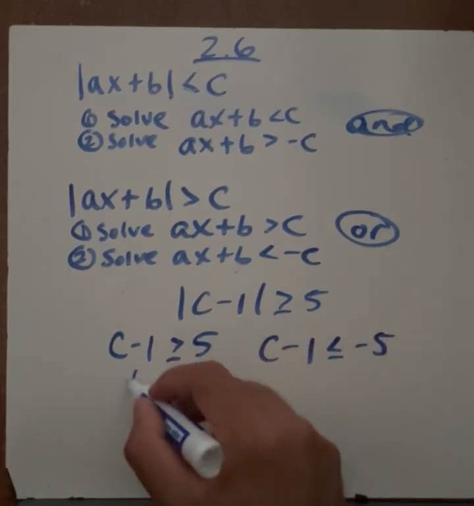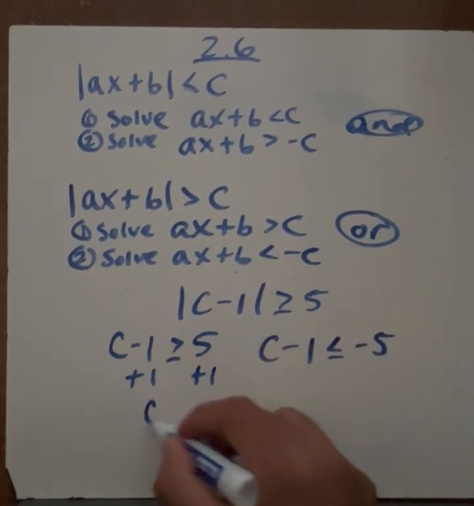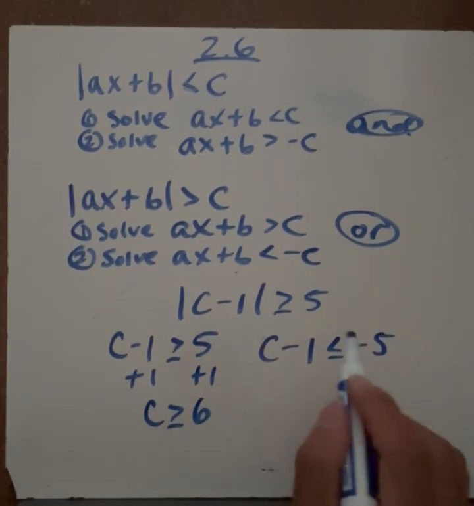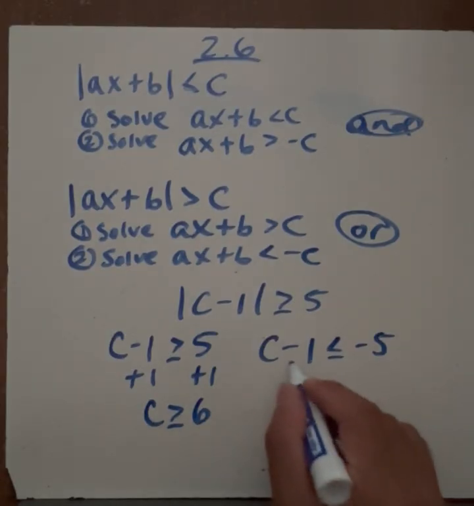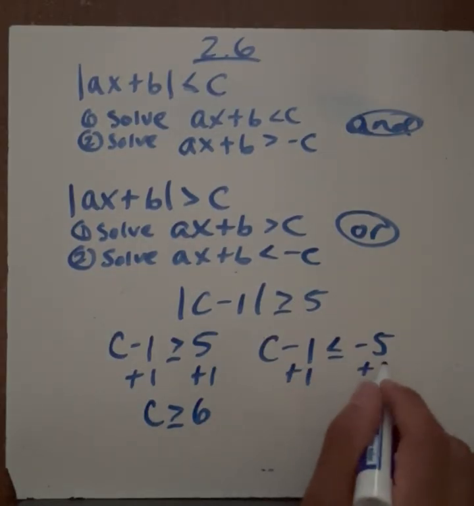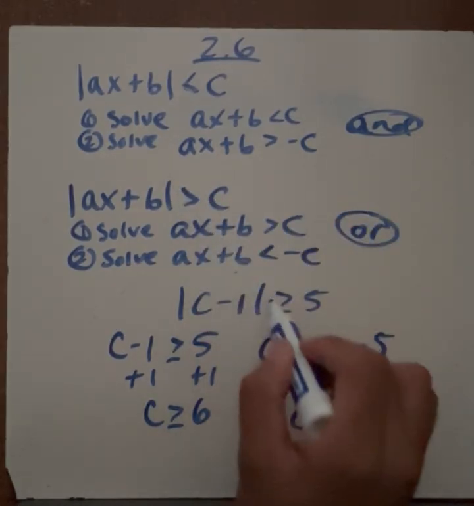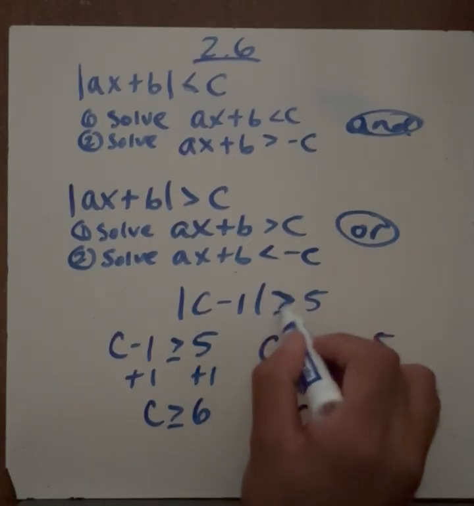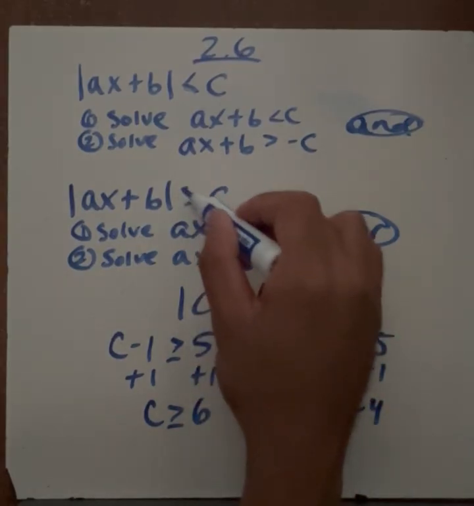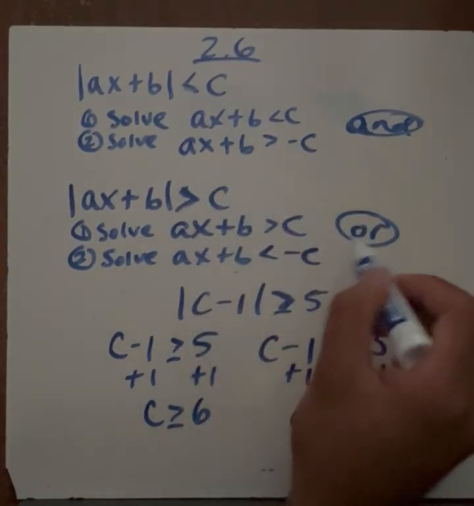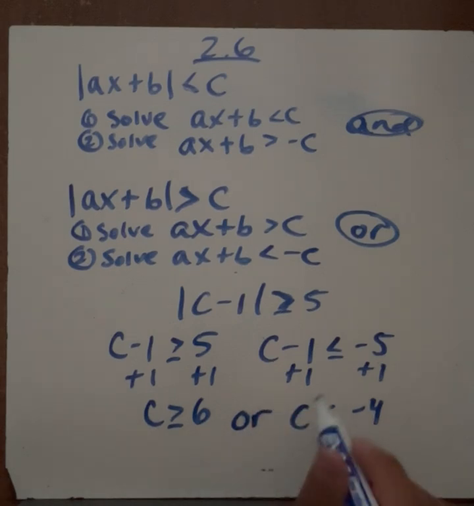Adding 1 to both sides gives us c is greater than or equal to 5 plus 1, which is 6. And then c minus 1, add 1 to each side, we get c is less than or equal to -5 plus 1, which is -4. Notice that our original sign was facing this way, towards the inequality sign, which is the same as this one, so we should use the word or at the end of our answer.